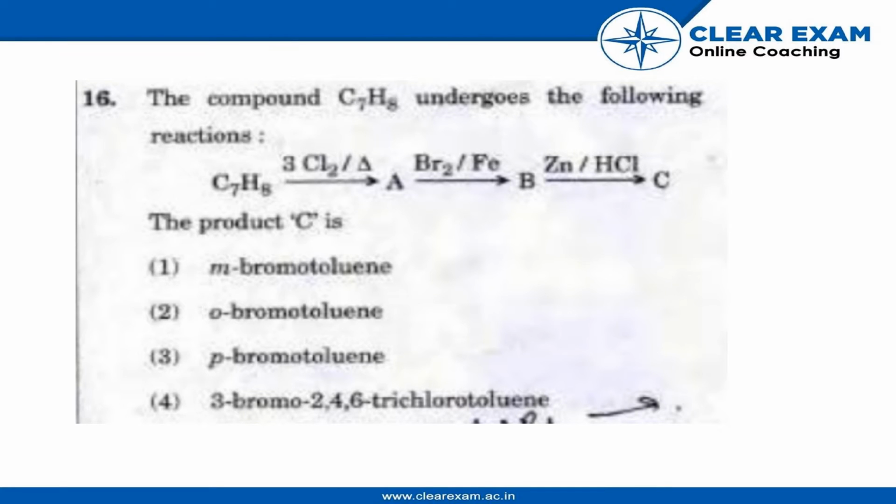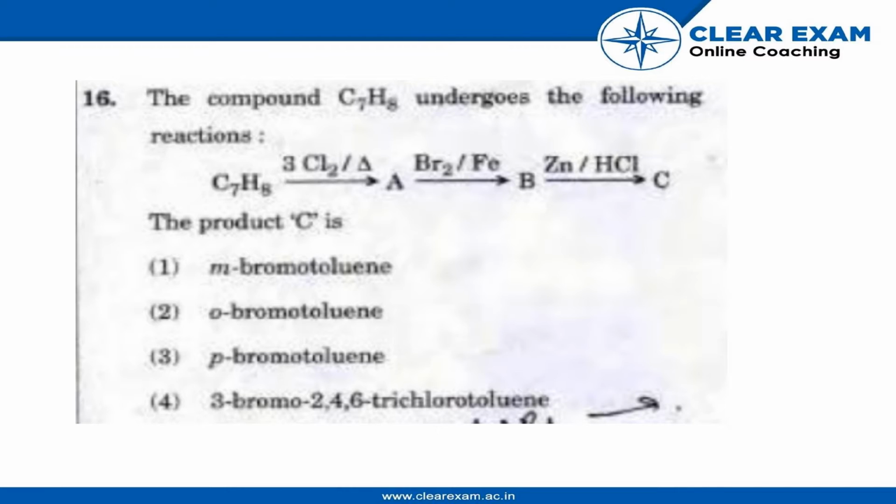The compound C7H8 undergoes the following reaction. C7H8 under the reaction of 3Cl2 and heating forms A, and when A reacts with Br2 and Fe forms B, and when B reacts with Zn and HCl gives C.